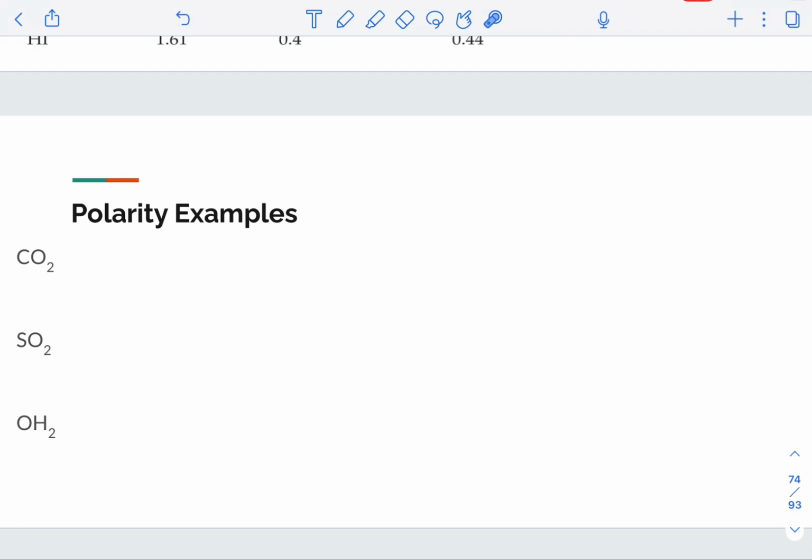So some polarity examples. If you draw the Lewis structure, what you really want to have to figure out polarity is the shape, okay? And we're going to talk about that as we go through, okay? So if you draw the Lewis structure for CO2, we've done this plenty of times, it looks like this. If we figure out the shape, that is linear. So now we are talking about two polar bonds. This C=O bond is polar, and this C=O bond is polar, but they're polar in opposite directions.